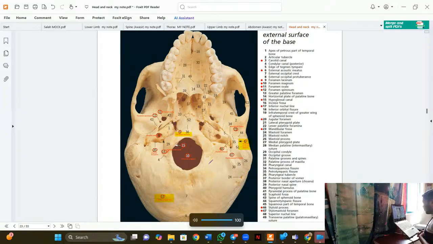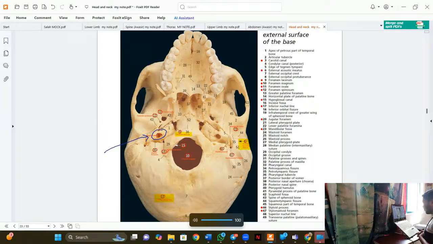Three. Which one? 3 is here. Carotid canal. I'm afraid of this picture. Carotid canal. 3 is carotid canal.